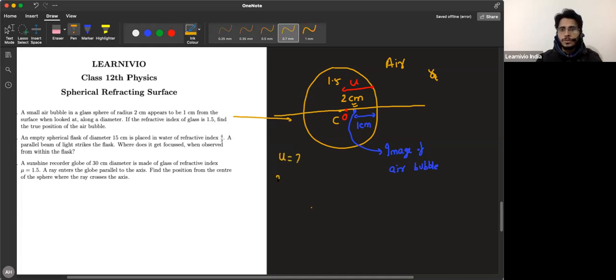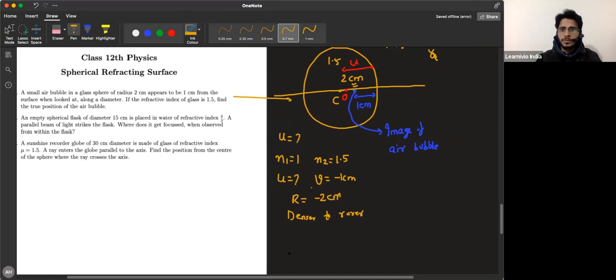So what you can do is, you have N1, which is the rarer medium, 1. You have N2, which is the refractive index of the denser medium, 1.5. Object distance is not given. You have image distance, which is minus 1 centimeter. The radius of curvature is minus 2 centimeter. Refraction is from denser to rarer. Sir, how are V and R minus? That one I didn't get.